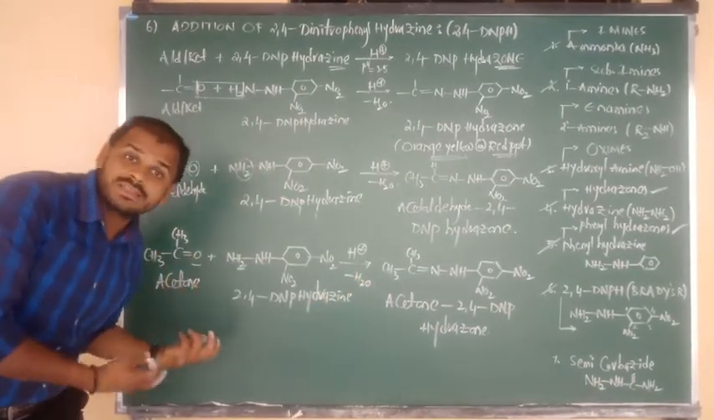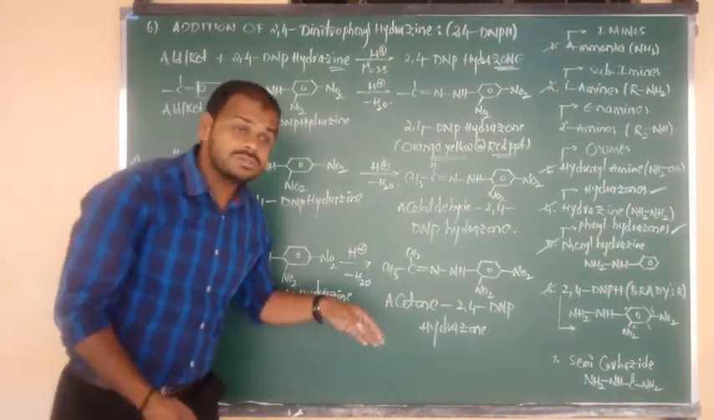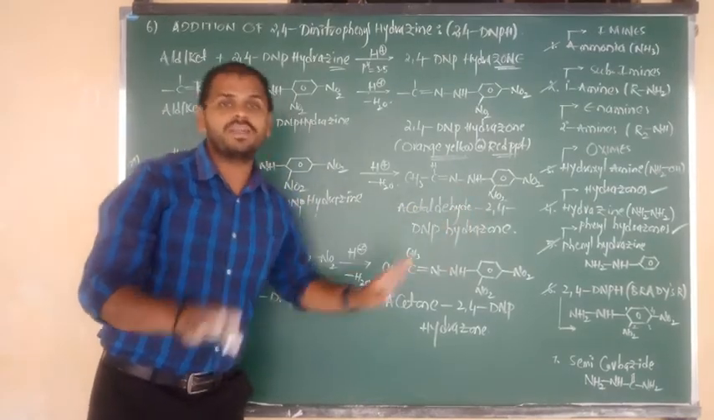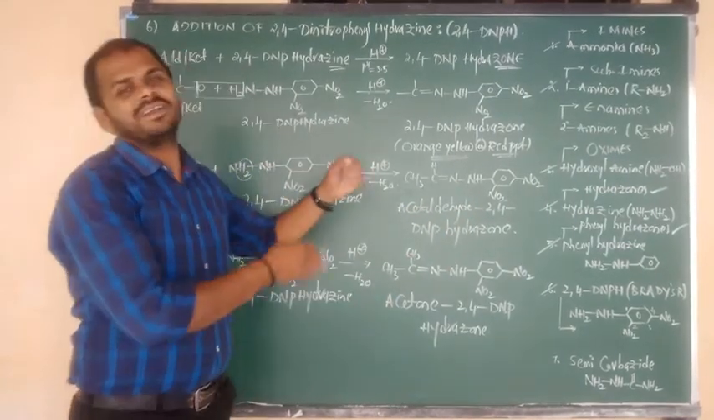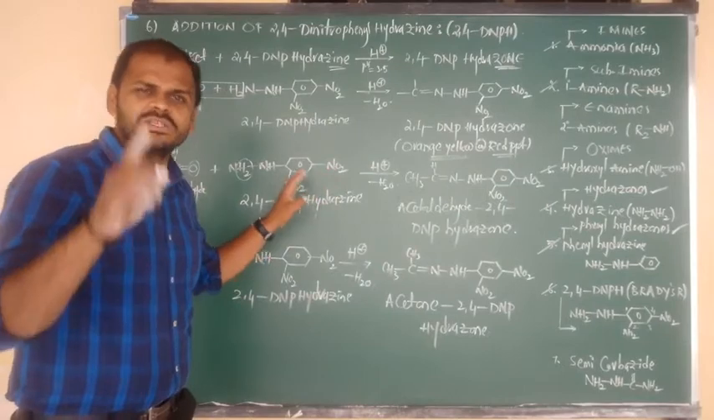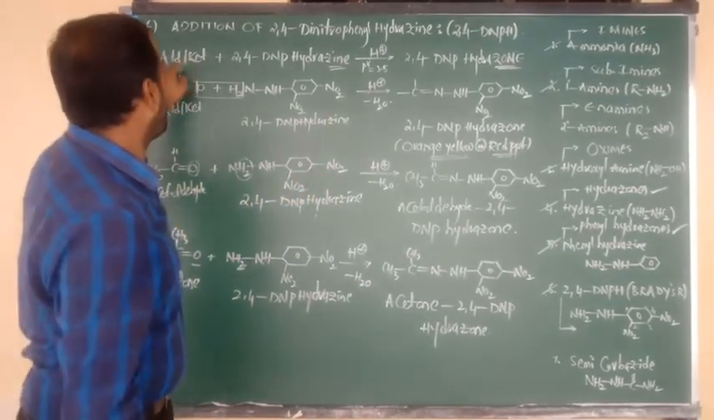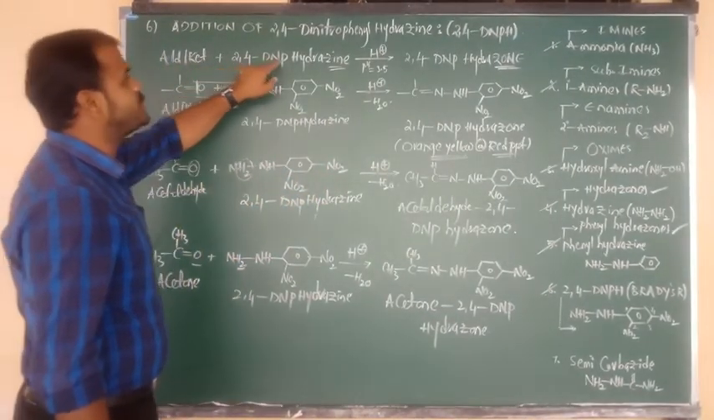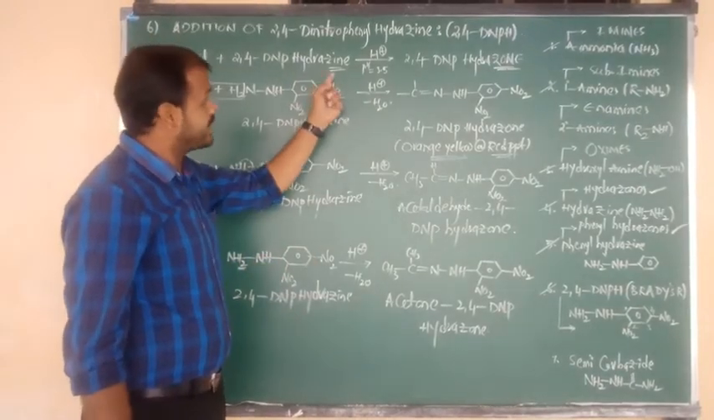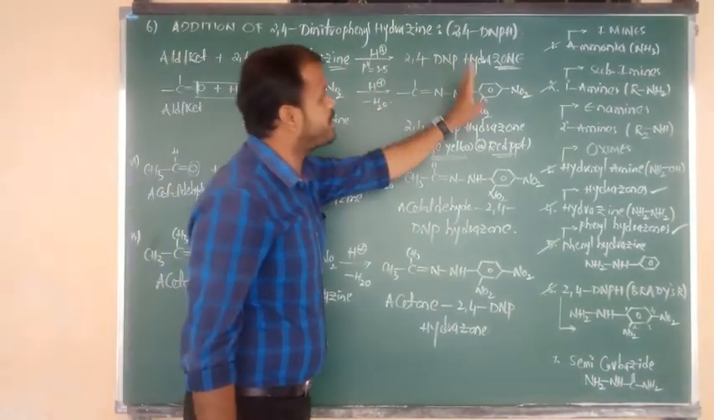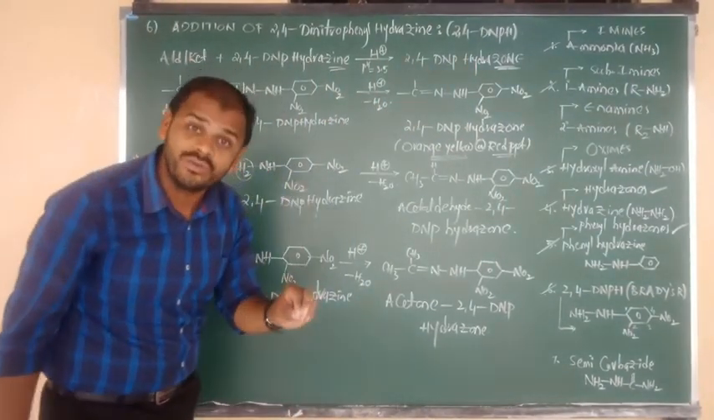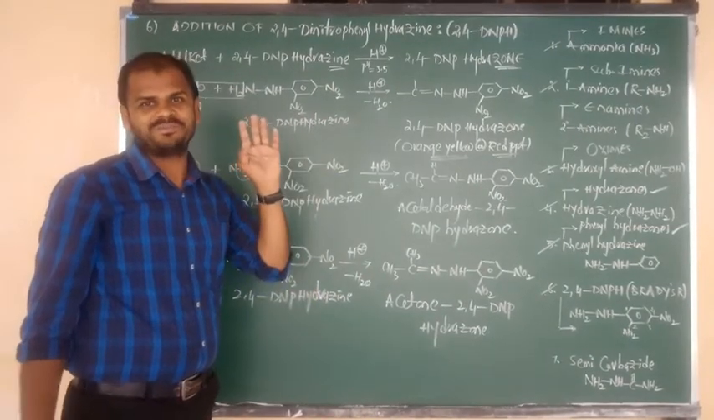If you want, you can consider benzaldehyde. Benzaldehyde gives benzaldehyde 2,4 dinitrophenylhydrazone. Like that, all types we can write. So just try to remember one point: aldehydes and ketones on reaction with 2,4 dinitrophenylhydrazine are converted into the product 2,4 dinitrophenylhydrazone.